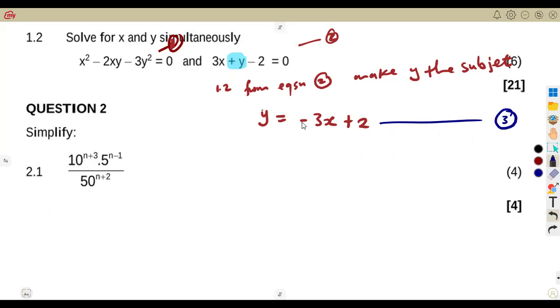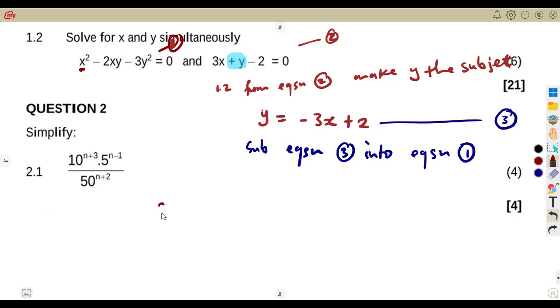So what is it that you're going to do? You substitute this in place of y of the equation 1. Not here where you made the subject, but in the other equation. Remember I said in the other equation. So you are going to substitute equation 3, this one, into equation 1. Into equation 1, in place of y, remember, in place of y.